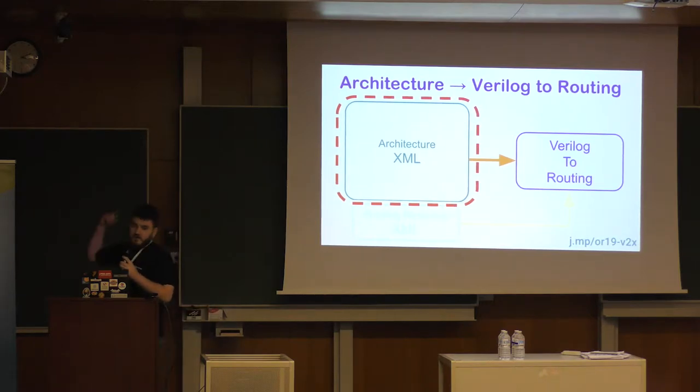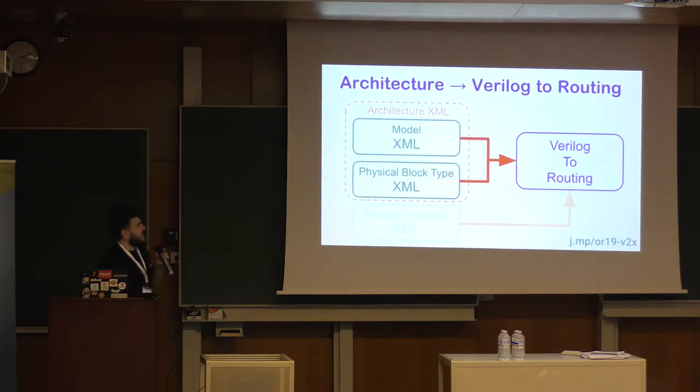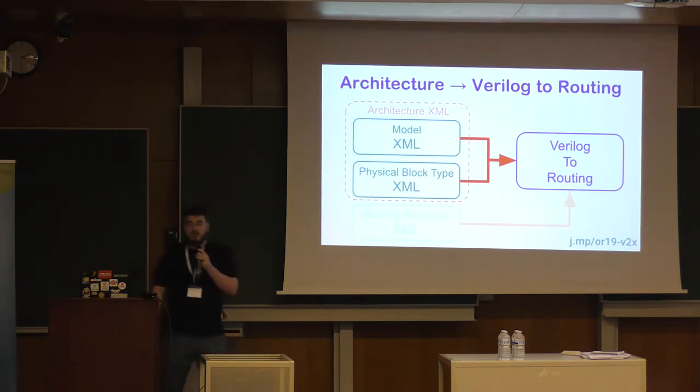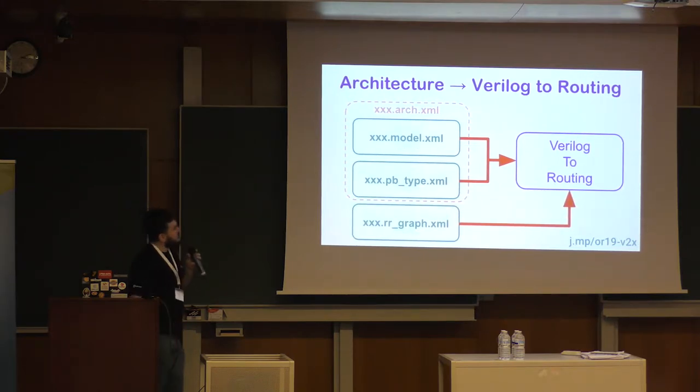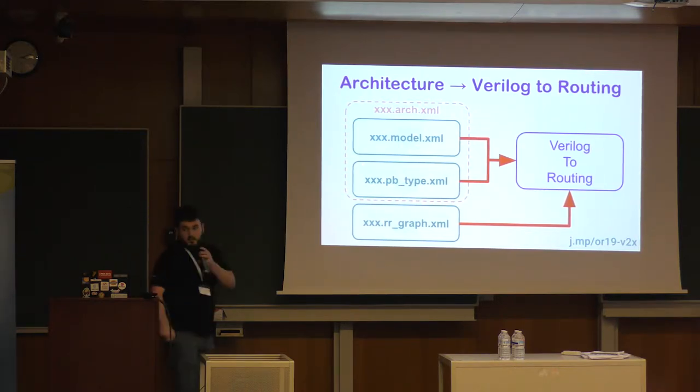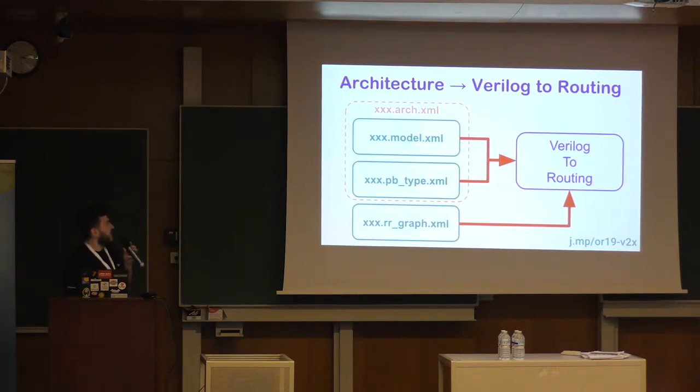Those files describe how the FPGA device looks inside, how the logic blocks are designed, how they are composed, from which elements they are composed, and so on. This file has two main parts. One part is a model XML file, and the second part is a physical block type XML file. In SymbiFlow, we call them by some basic element name, model XML, element name, PB type XML, and for the routing graph, it's a model name, routing graph. All of those files are then combined and provided to the tool.